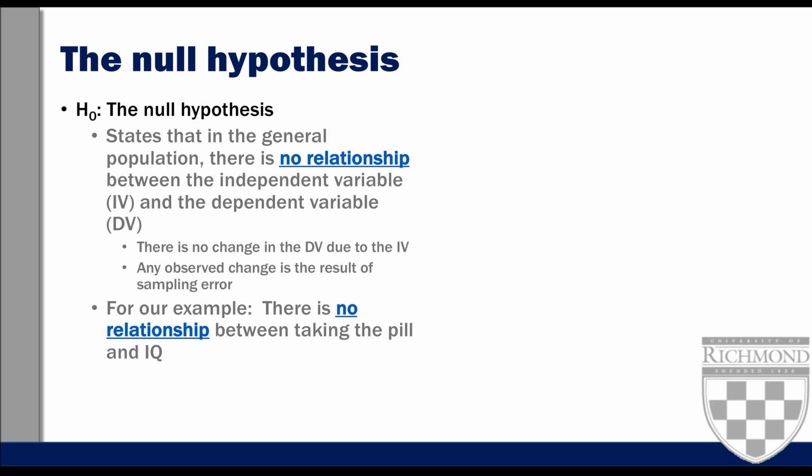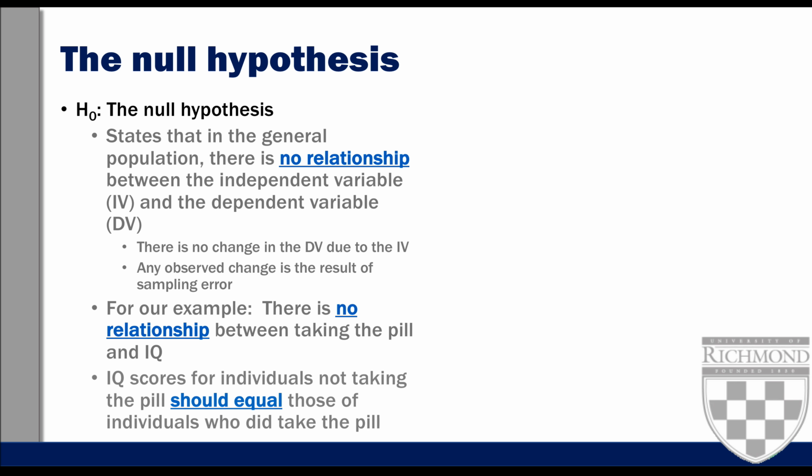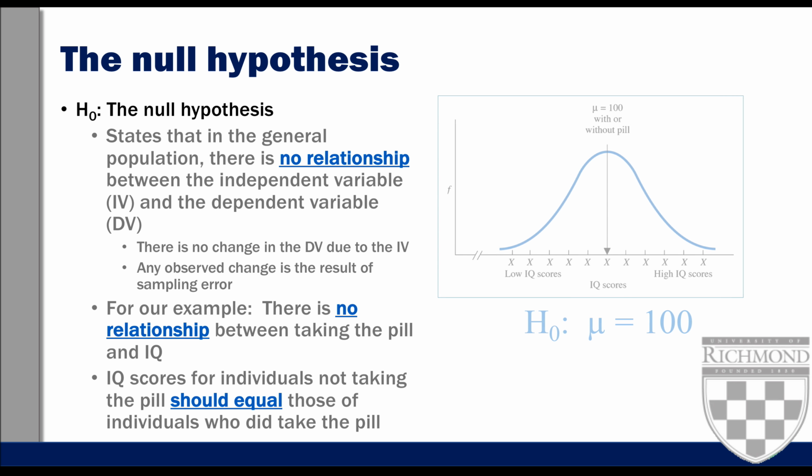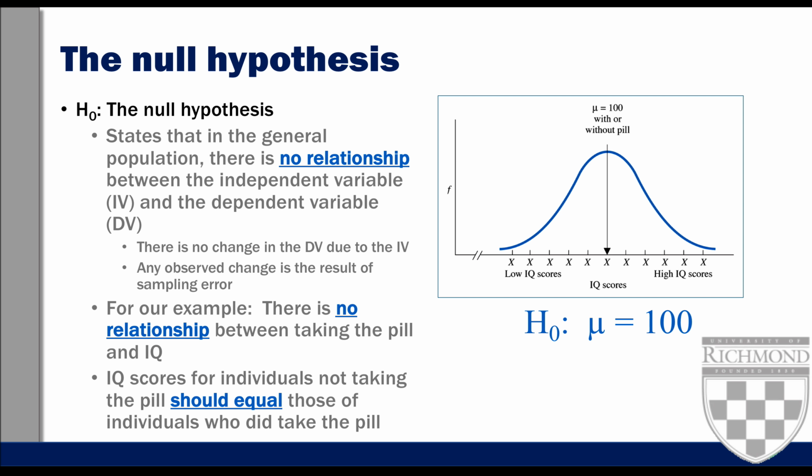Okay, operationalized for this example, there is no relationship between the pill and the IQ. That would be our statement of the null hypothesis, that there is no relationship between taking the pill and IQ. Therefore, IQ scores for individuals not taking the pill should equal those of individuals who did take the pill. We can formally state that as the null hypothesis implying that mu equals 100, okay? So if you take the pill, no change in IQ scores. Mu should equal 100, and that's true with or without the pill. As long as the pill has no effect, mu should equal 100.